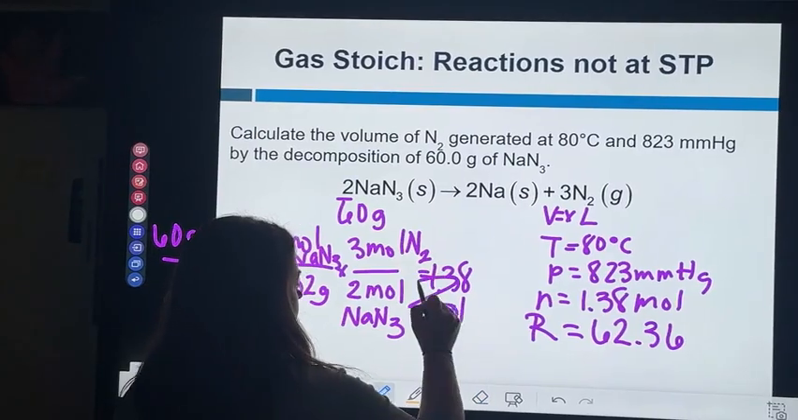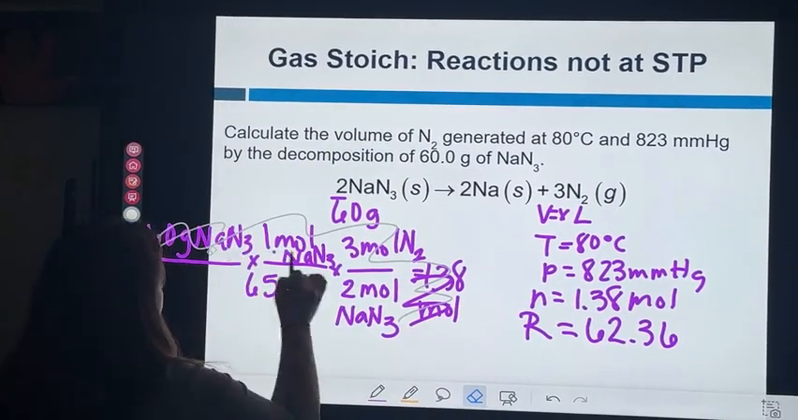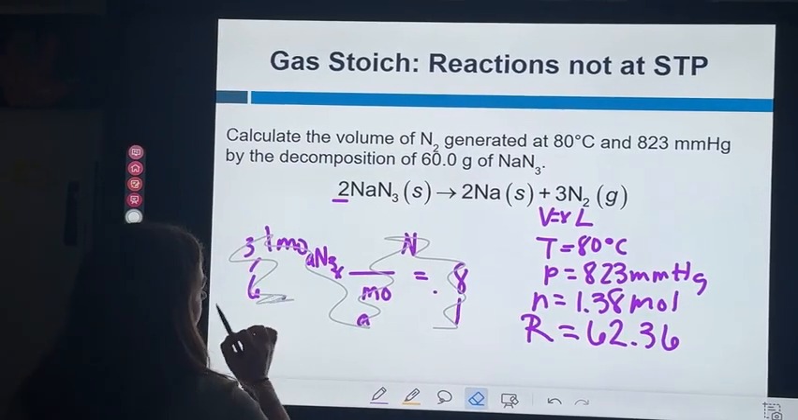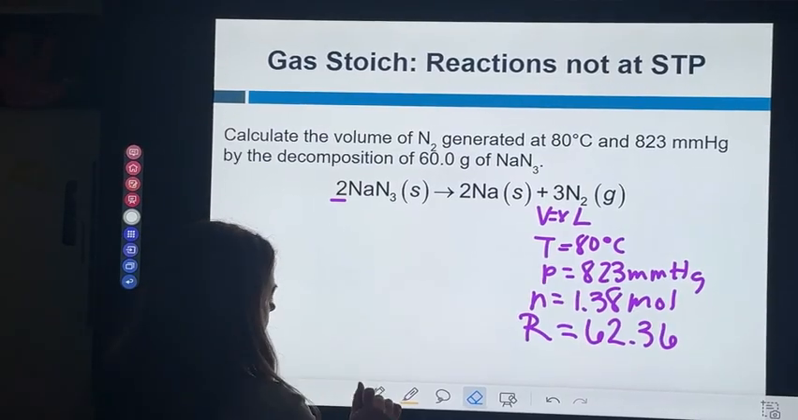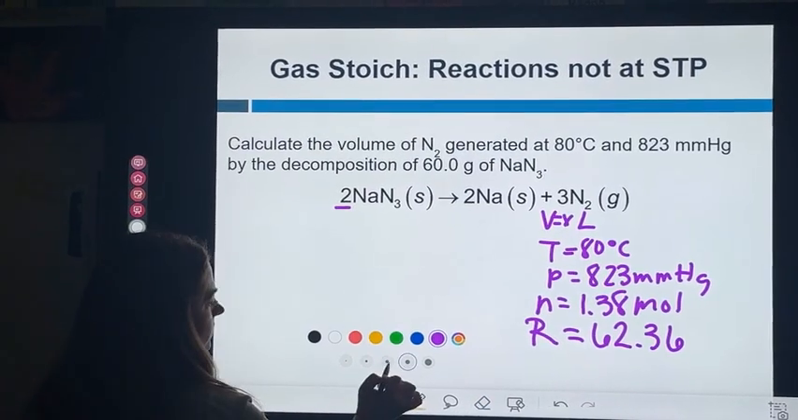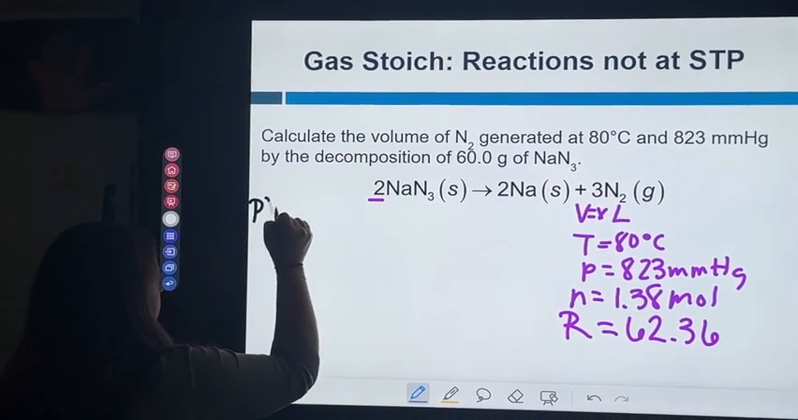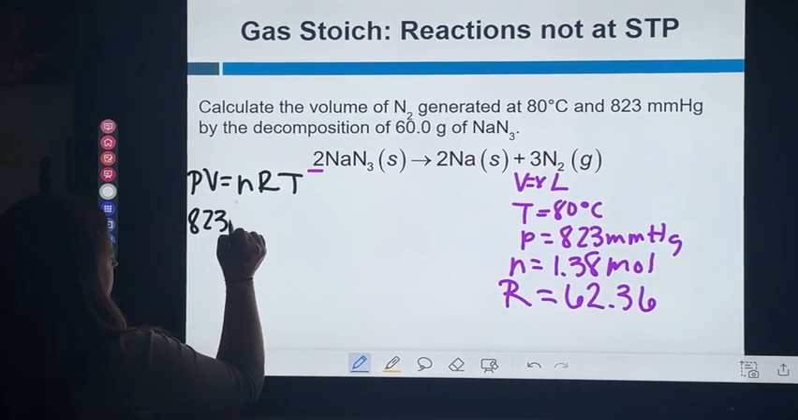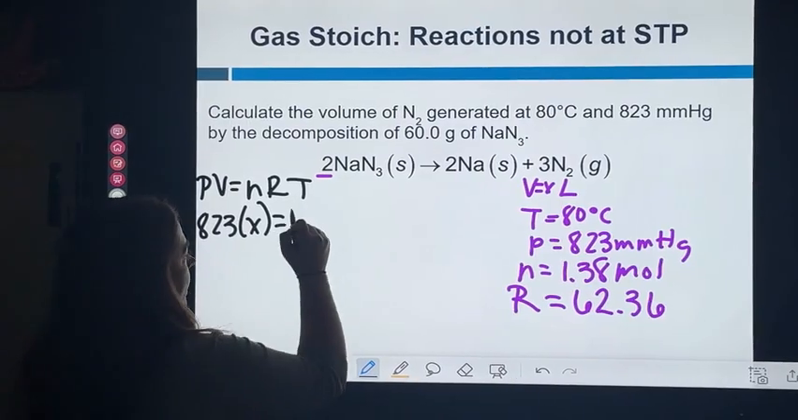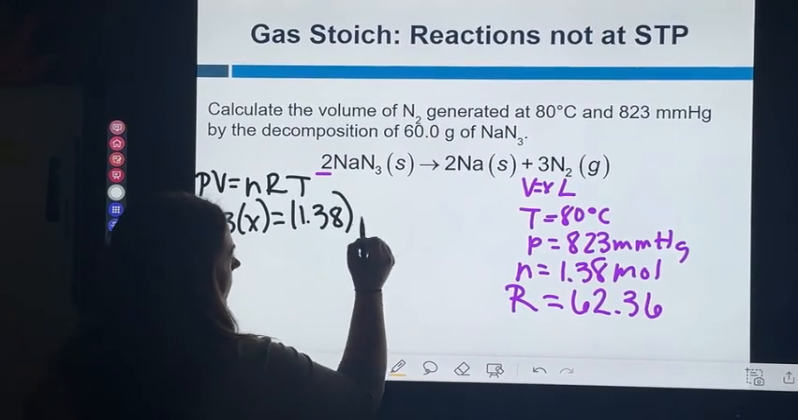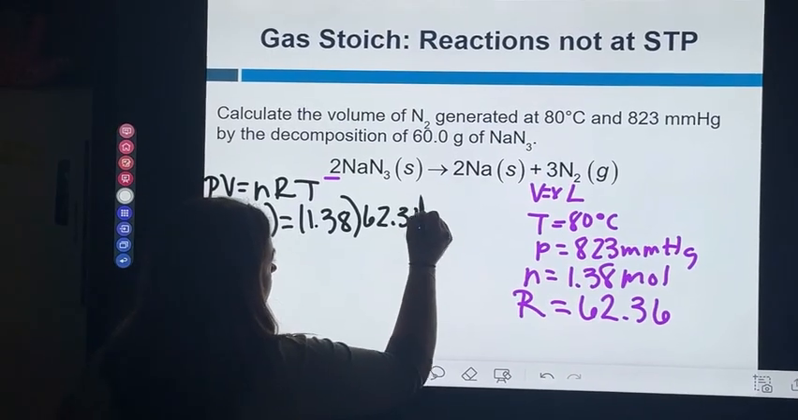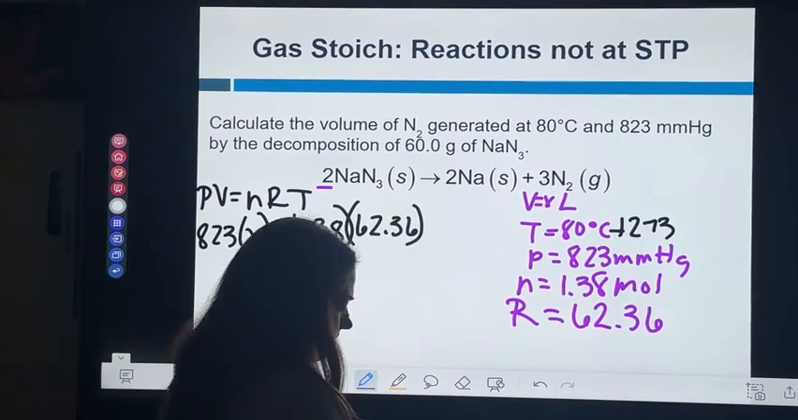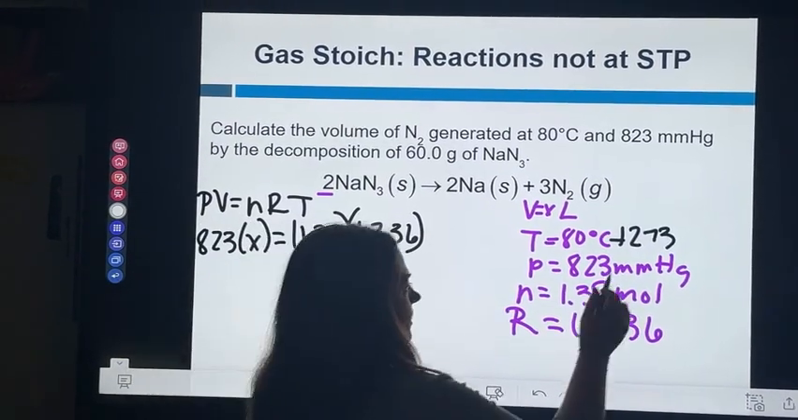I'm going to erase this just so I have some more room so I can solve and use the ideal gas equation. All right. So for the ideal gas equation, just a reminder, it is PV equals nRT. My P is 823. My V is my X. My n is 1.38. My R is 62.36. And my T is in Celsius, so I do need to convert that to Kelvin. So 80 plus 273 is 353.